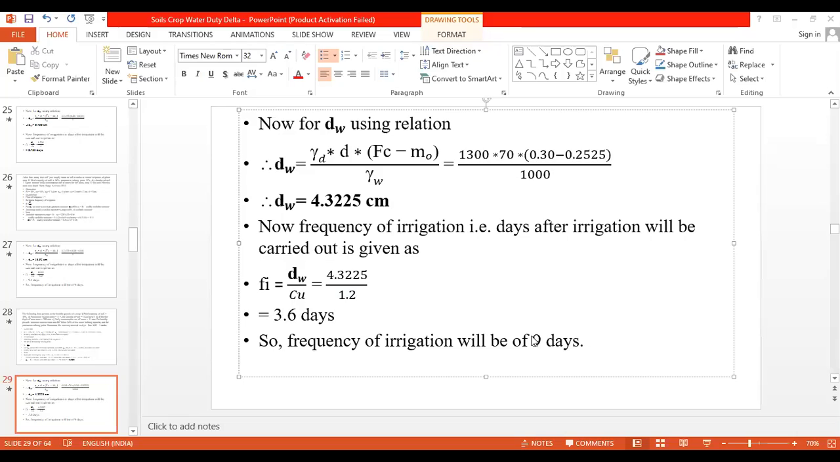So the frequency of irrigation is 3.6, which means we will go for 3 days. That means after 3 days, without waiting for the moisture content to go below 25% of the available moisture, we'll irrigate the crop, so that its turgidity and all those things will be maintained as they are.